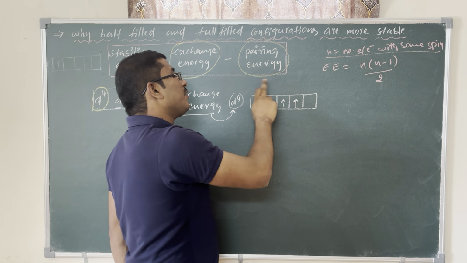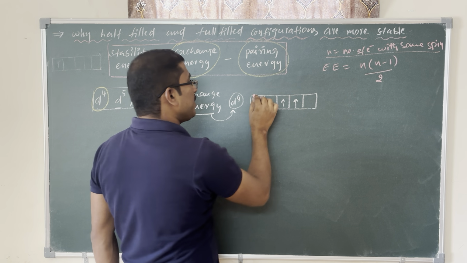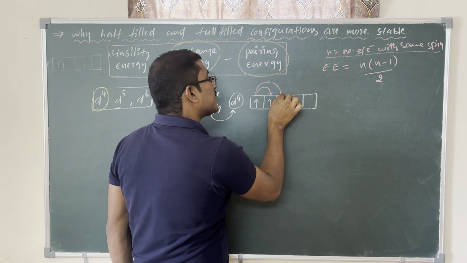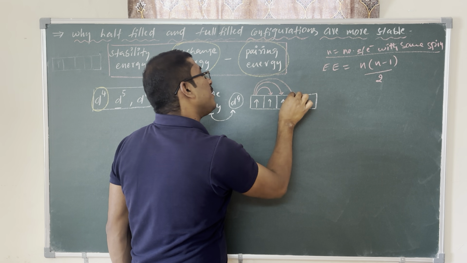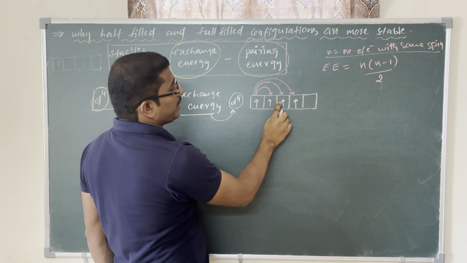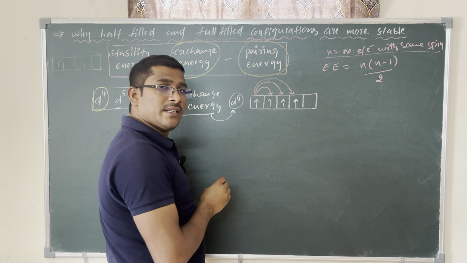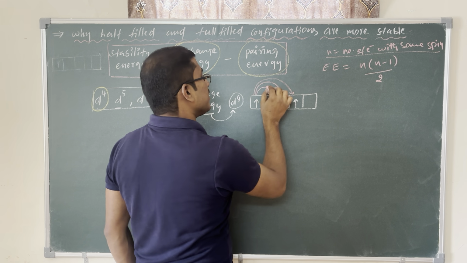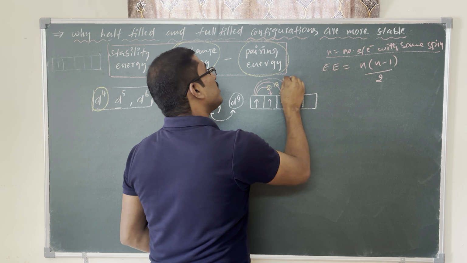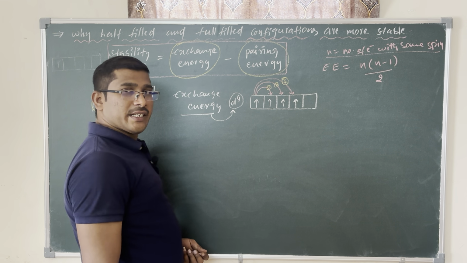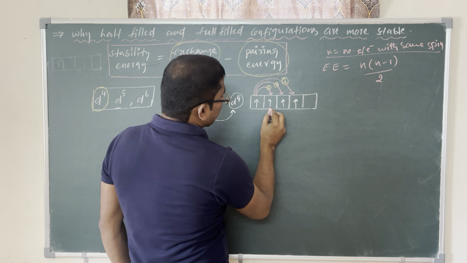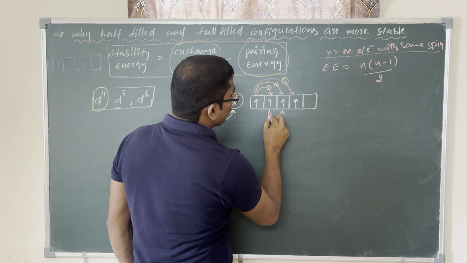One electron will be exchanged by another electron. That means this electron will be exchanged with this one, and this one, and this one also. With respect to the first electron, how many exchanges are possible, students? 3 exchanges are possible: this is the first one, this is the second one, this is the third one. Total 3 exchanges.